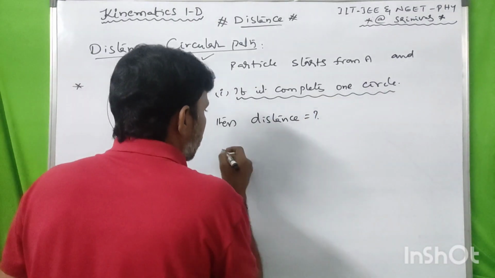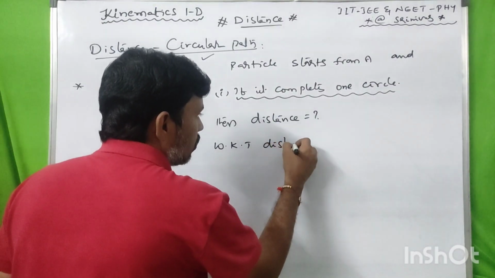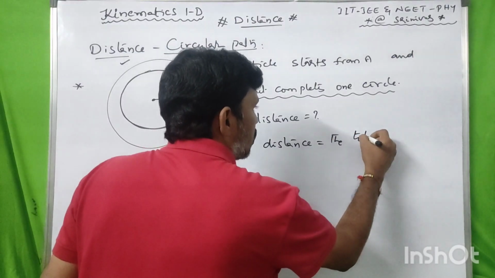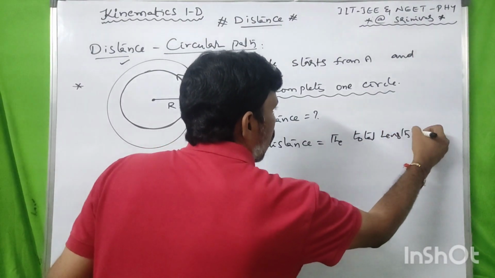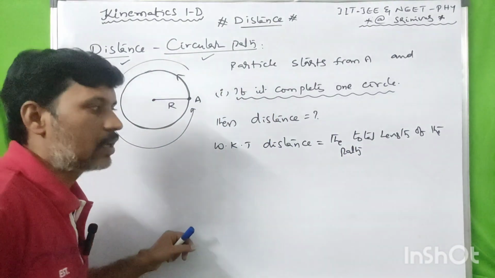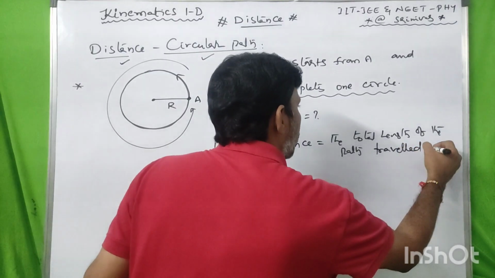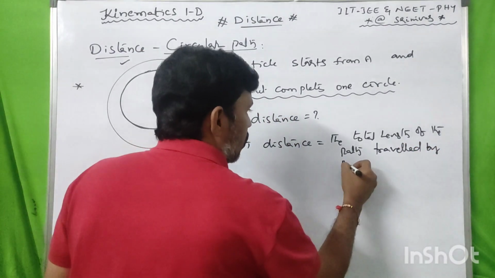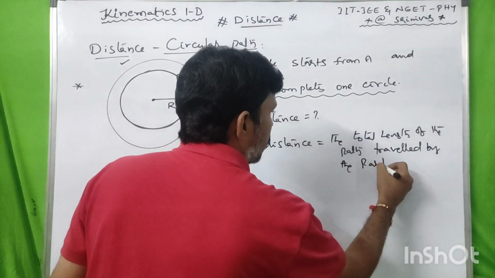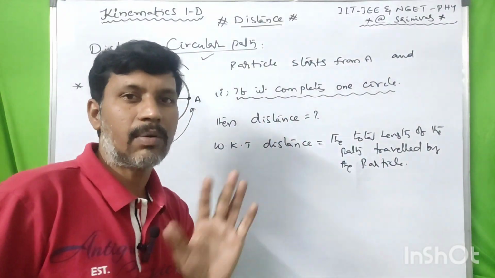See, we know that distance is equal to, what is the meaning of distance? The total length of the path traveled or traversed or covered by the particle or body. Am I right? So distance means the total length of the path traveled by the body.